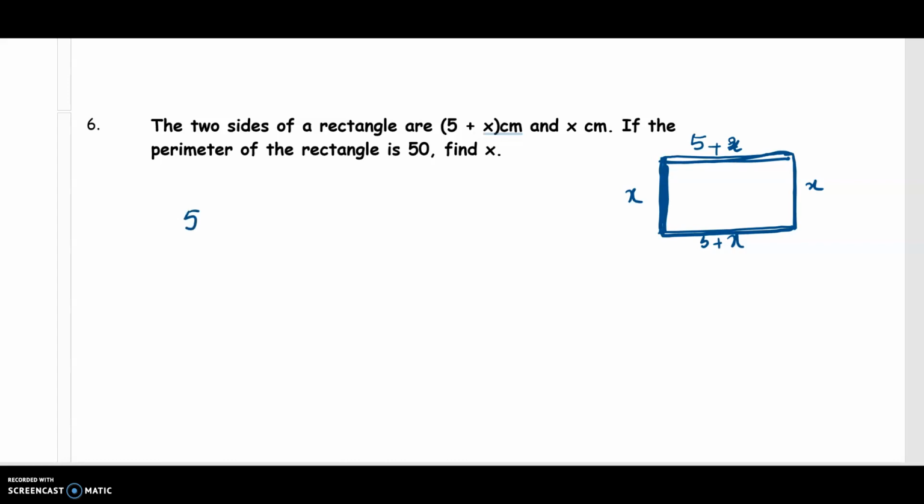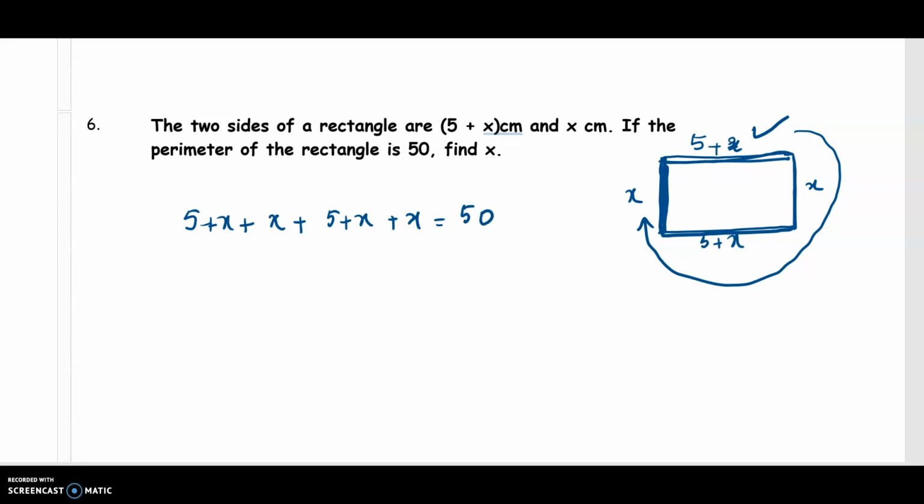So it's 5 plus x, that's the perimeter, what I'm adding now. That's one side, plus the next, that's another side, plus the next side, which is 5 plus x. I'm going in a clockwise direction, starting with 5 plus x here. So I'm going this way. And then finally, I add another x.